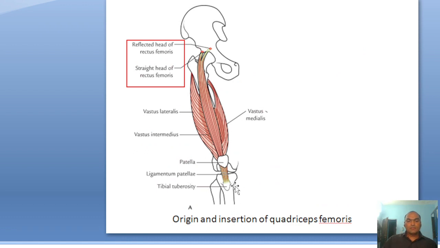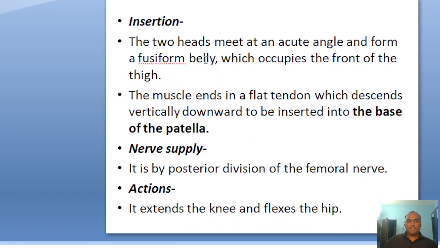In this diagram, the front bipinnate muscle is called the rectus femoris. So this is the origin, this is the insertion. The origin has two heads, a straight head and a reflected head. The straight head arises from the anterior inferior iliac spine and the reflected head arises from above the acetabulum. So this is the origin of rectus femoris.